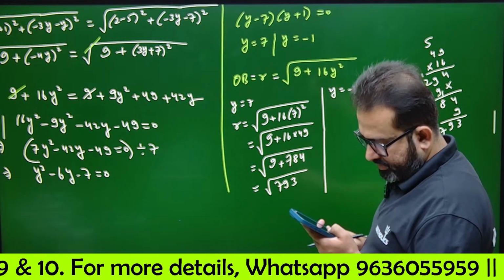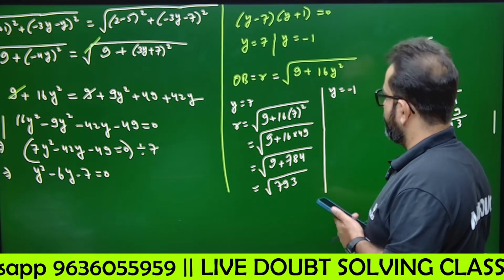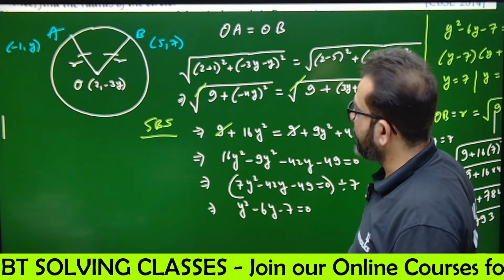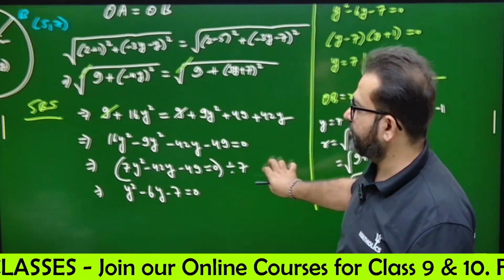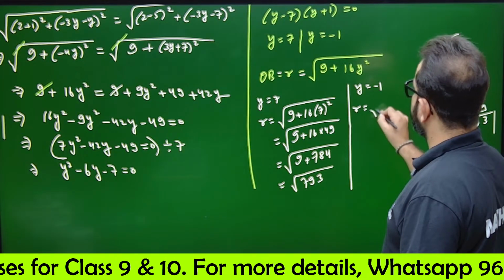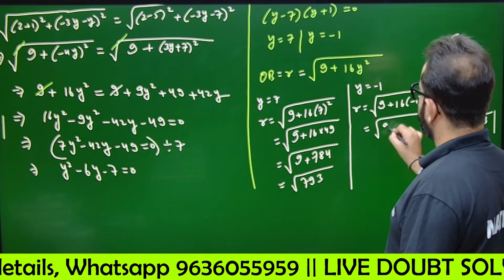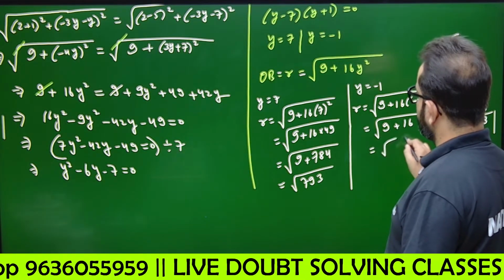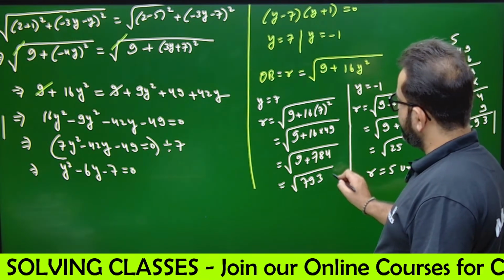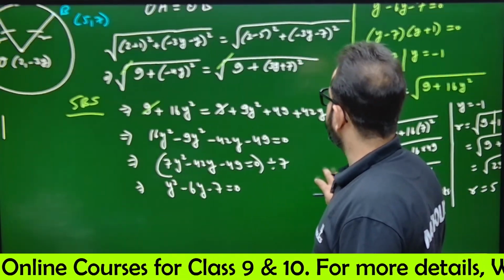So what about the radius? It will be 9 plus, no? If we are finding OB, it is 9 plus minus 4y whole square, 9 plus 16y square. Okay, whatever. We'll find out y again. Radius equals what? Under root of 9 plus 16 into minus 1 whole square. That means under root of 9 plus 16, under root of 25. So radius equals 5 units. One time it's coming 5, next time it is coming this much. Which answer is correct and which is incorrect? This we have to check, obviously.